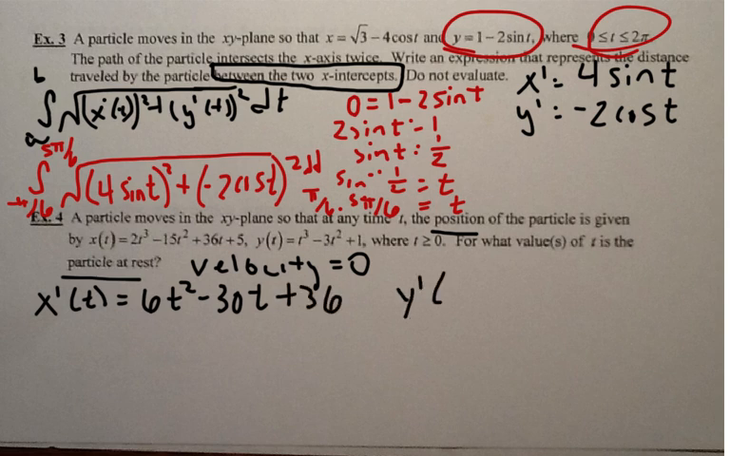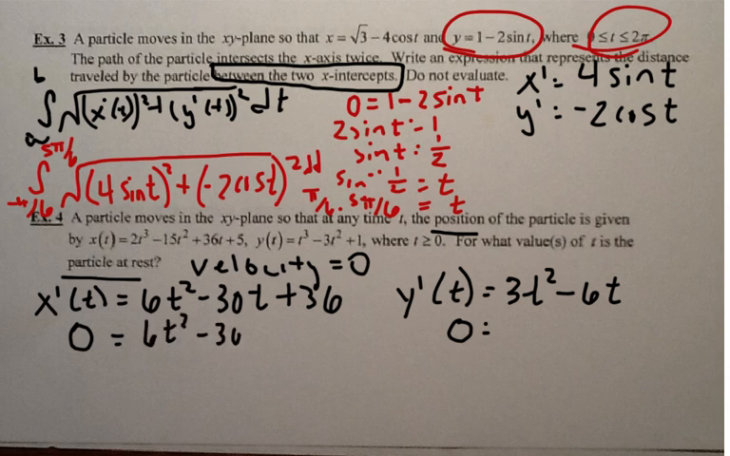And y prime of t is equal to 3t squared minus 6t. Okay, so if I want these velocities to equal 0, both my x and my y velocities need to be 0, otherwise I still have some kind of motion going on, vertical or horizontal. So I'm going to set both of these equations equal to 0 and solve them using my good old algebra skills.